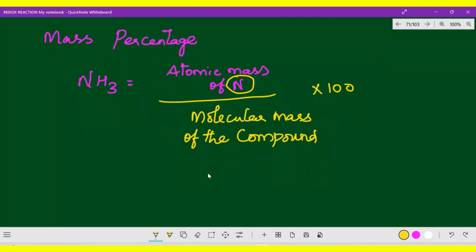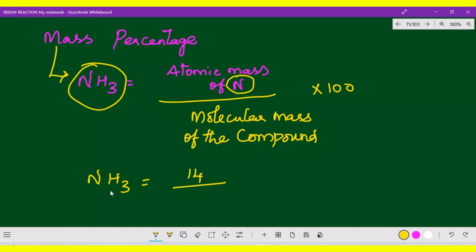Now let us apply the values here. So NH3. I have taken this example for how to calculate mass percentage. NH3 equals the atomic mass of nitrogen, which is 14, divided by the molecular mass of ammonia, which is 17, into 100. Right? How much will you be getting? You'll be getting around 82.35%.